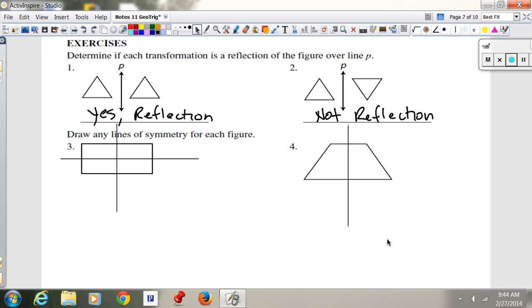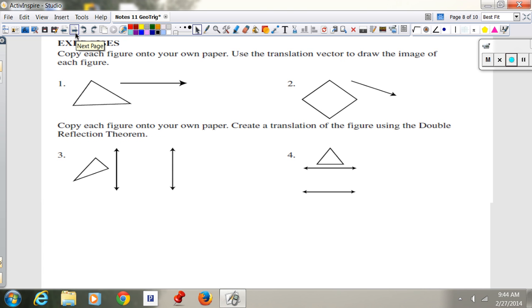All right, last 2. Pretty easy ones. Copy each figure onto your own paper. Use the translation vector to draw an image. So I'm just going to have you draw the translation on your paper. What I want to do is think about my 3 points. I'm going to take this top point, slide it over. I take this point, slide it over. Take this point, slide it over. My new shape is going to be the same shape, but it's going to be slid over from one side to the other. Just sliding it.